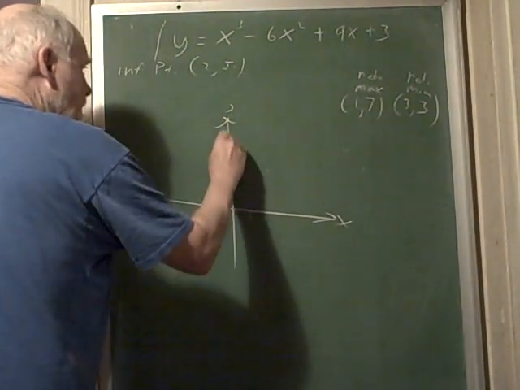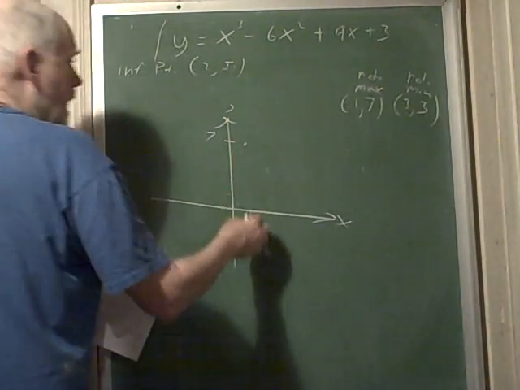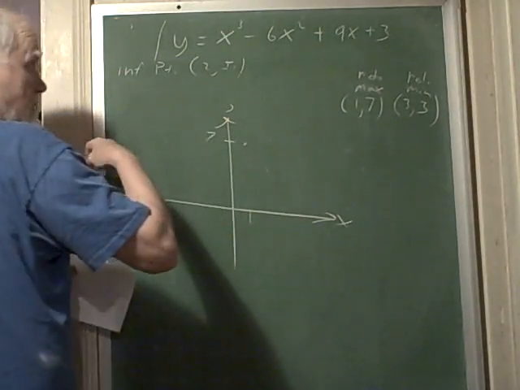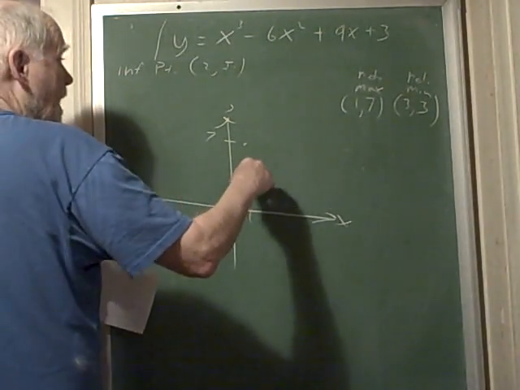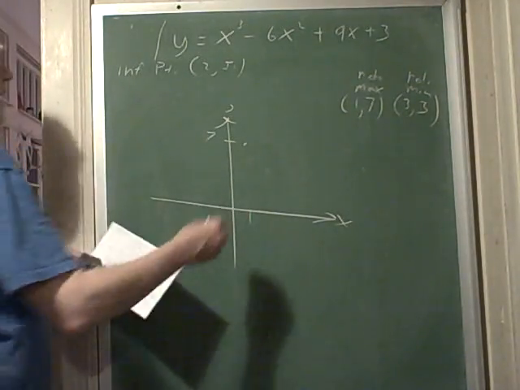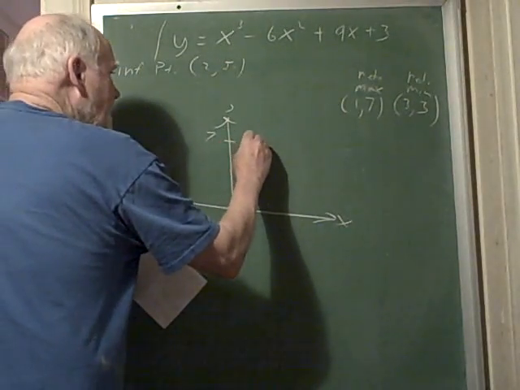Here's 7 here, let's say. Here's 1 and 7. That's a local max and an inflection point at 2. So it goes from concave down to concave up. Let's see, is that right? Yes. I'm looking at my sheet here. It's concave down, so it's going to look like this.